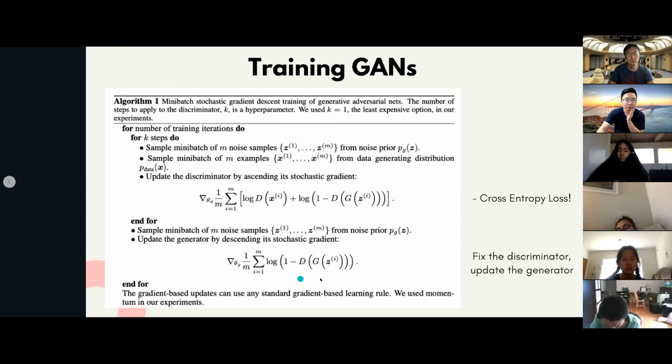Here you're updating the generator. So for each training iteration, as I said, you're generating a bunch of data, you update your cross entropy loss, updating your discriminator. And once you have done that, the discriminator is never going to change again, right? And then you basically update your generator. So that's in the original paper.